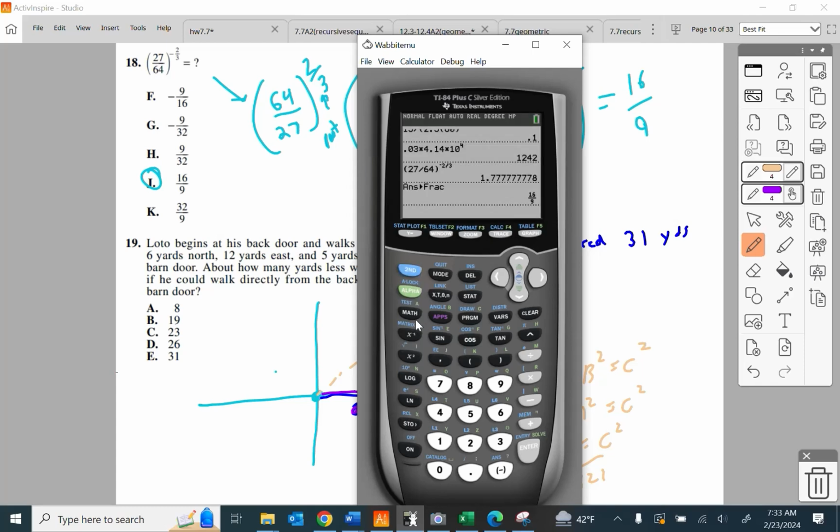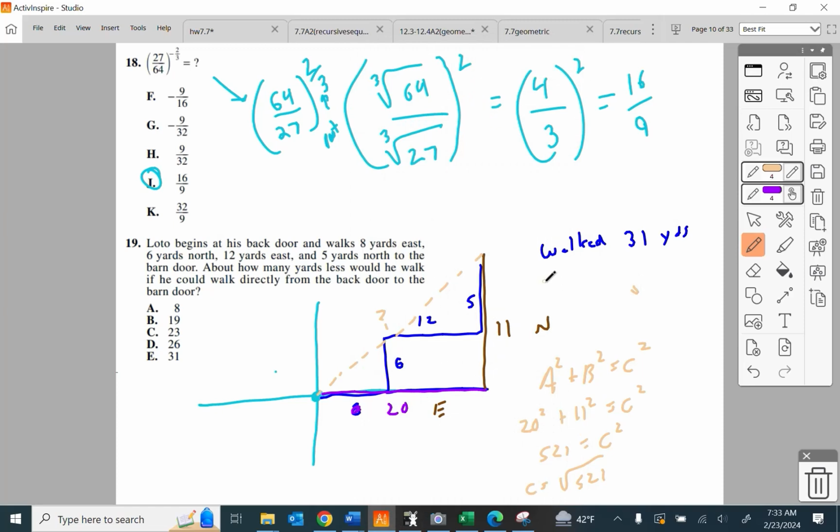So anyways, root 521 is about 23. Okay, that's what I was saying. So the straight path is going to be 23 yards. 31 minus 23 is going to be 8.